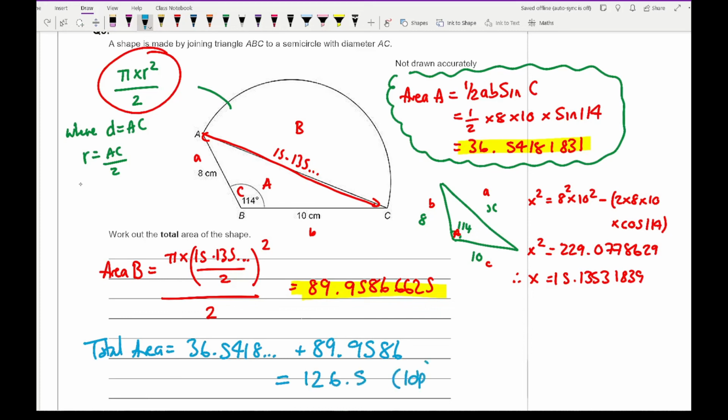Now, the answers they would accept to give you full marks are basically any answer between 125.99 and 126.572. As long as your answer falls within this region, you are going to get full marks, because it all depends on the accuracy of your rounding in your working out.